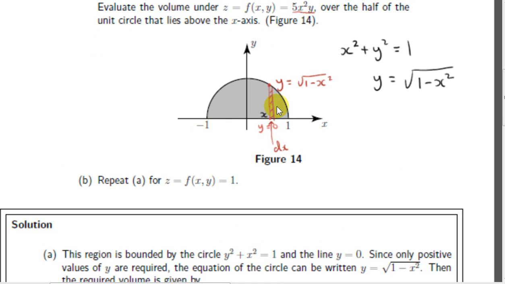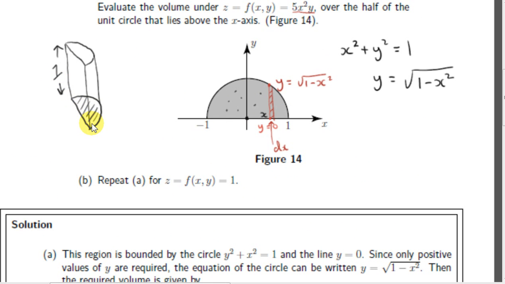Now in part B, we are going to repeat this calculation, but this time for a different function. Now this is just a constant function, f of x comma y equals 1. So of course the positive z-axis is coming out of the screen. So basically for each point in this shaded region here, the z or f value is going to be a constant. It's going to be 1. So if I draw a rough sketch of the situation, we have half a cylinder with a height of 1.